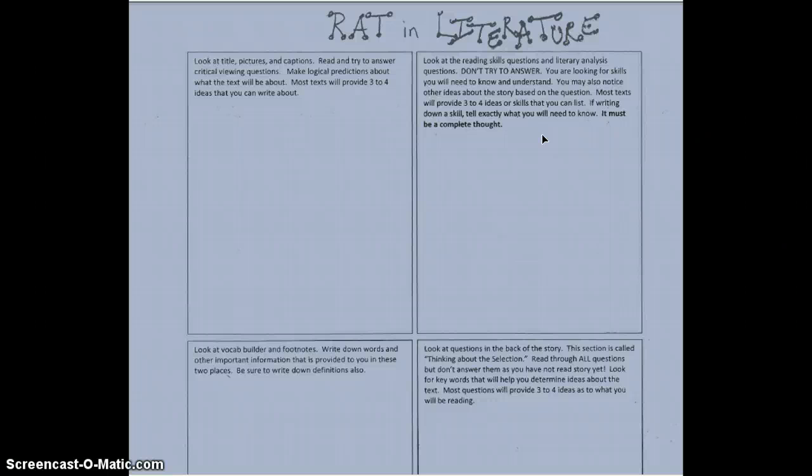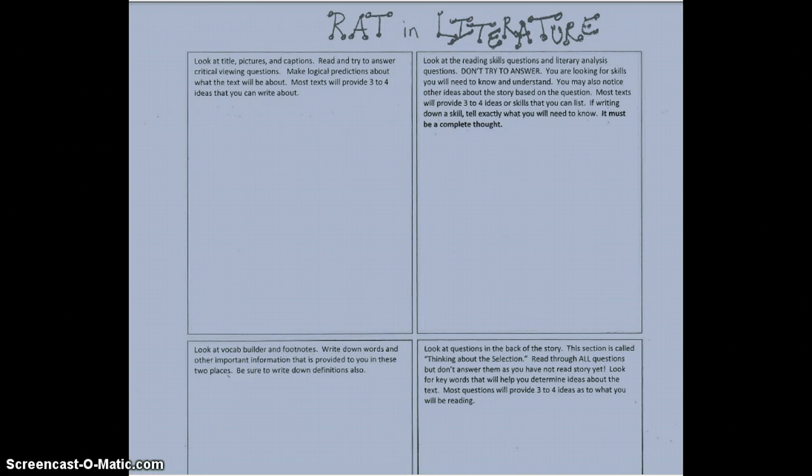Now we're going to look at the next square, and this is for reading skill questions and literary analysis questions. I want you to read the question. Obviously, I don't want you to answer the question. You can't answer it. You have not read the text yet. But there is a lot of information that you can find in the textbook, in the questions.